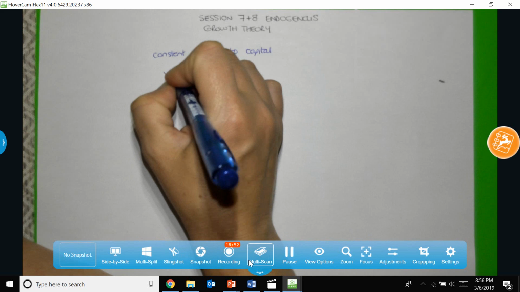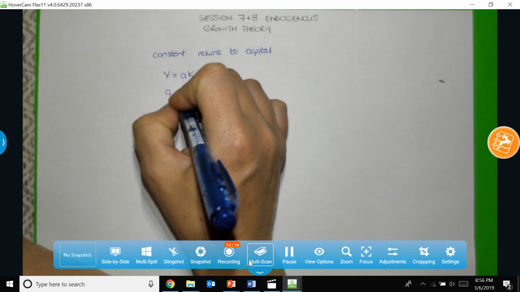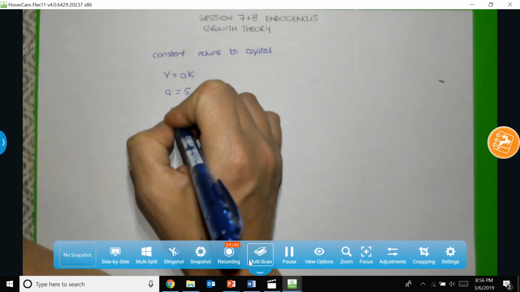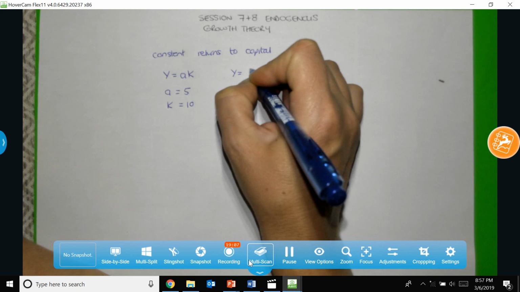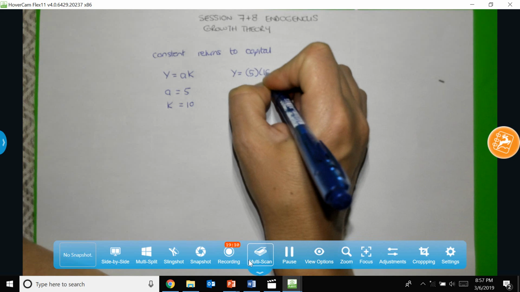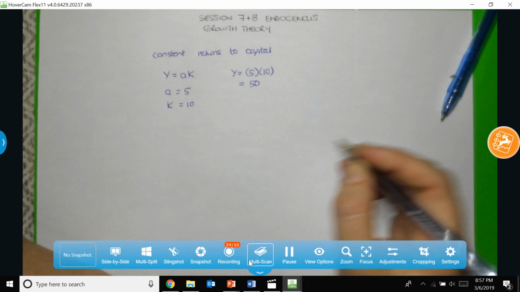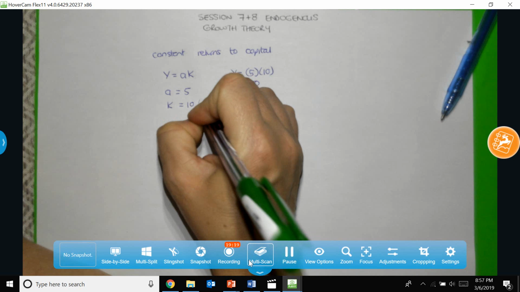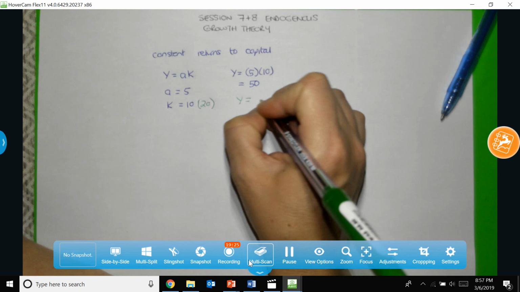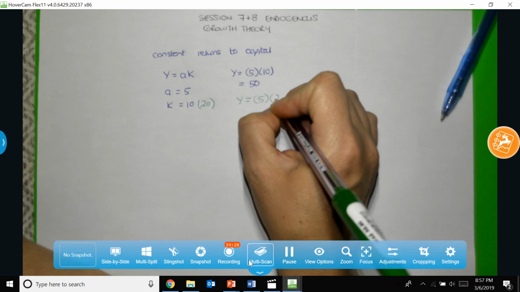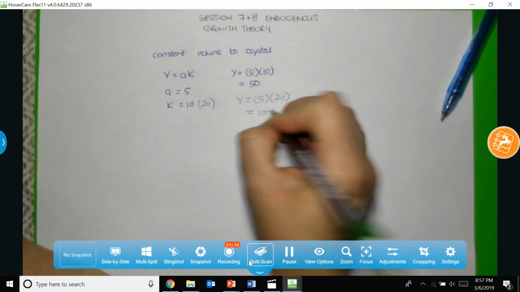Well, given our endogenous growth theory production function, if we assume, we can use some numbers here, that the marginal product of capital is 5, and if we assume that the value of capital stock is 10, then the amount of output would be equal to 5 times 10, which is equal to 50. Now let's assume that we double capital stock. So capital stock is no longer 10, it's 20. What that means is that output is now equal to 5 multiplied by 20 rather than 10. And that gives us an answer of 100.